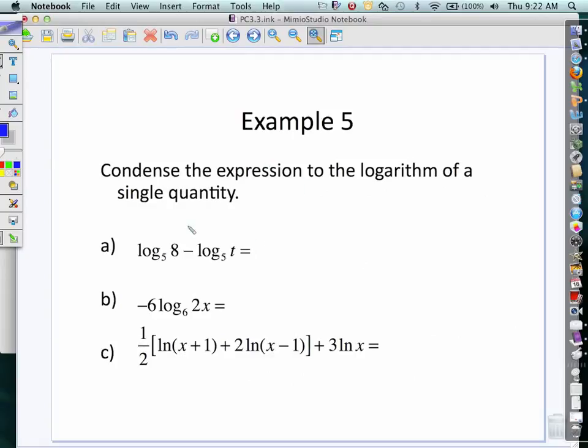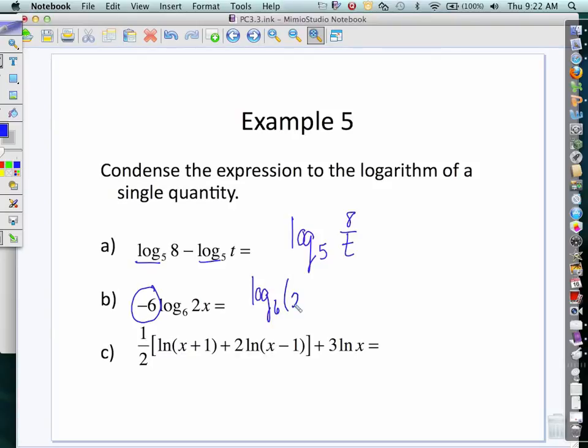Now the next set we're going to look at trying to condense, putting them back together as an expression. So we're going to take the two logs that you have here and write it as one log. Log base 5 of, and since 8 is being subtracted with the t, that is division, 8 over t.